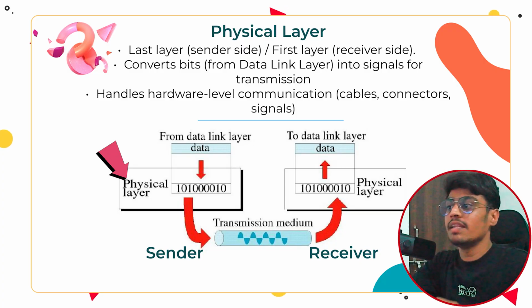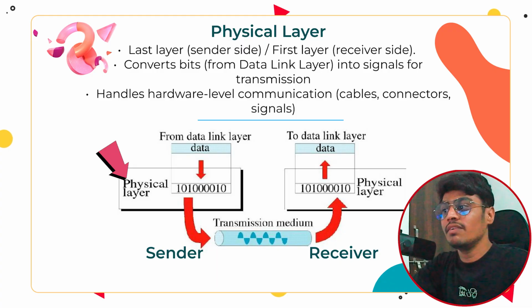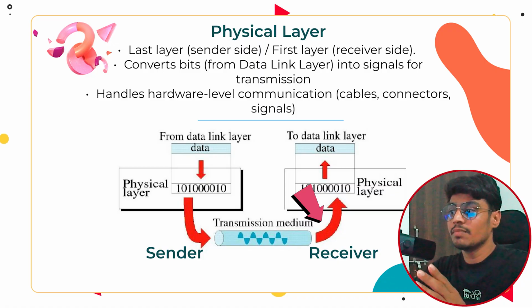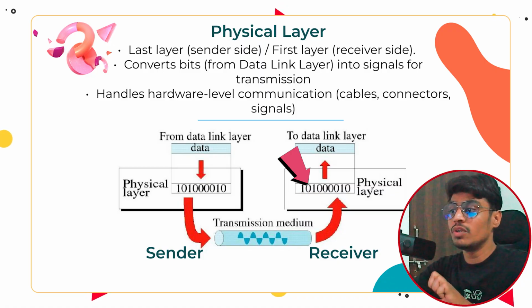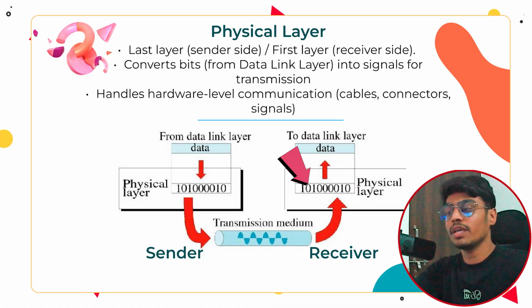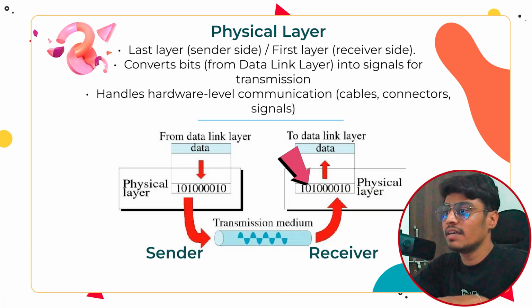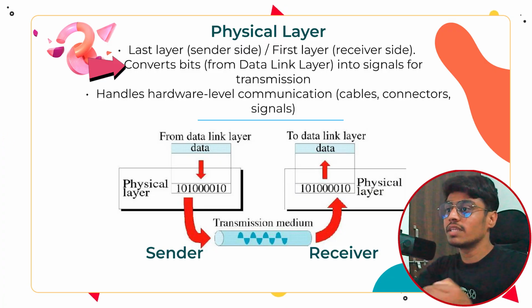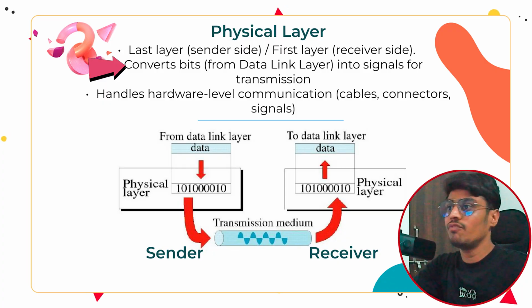The physical layer is the last layer on the sender side which is adding its functionality. As it sends the signal, the first layer on the receiver side which will receive the signal and convert it into bits is again the physical layer. The main functionality of the physical layer is converting data in bits to signal, and on the receiver side the physical layer is converting that signal again into data. So this is the main and basic functionality of the physical layer.